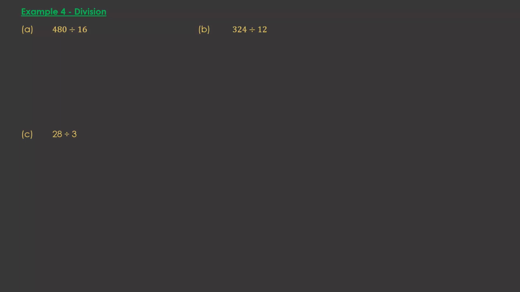So the final example with these number strategies is going to be looking at division. And we can see the first example is 480 divided by 16. And of course, you can use the division algorithm for something like this. In fact, some of you may be able to spot the answer straight away. But what if it was something more awkward than 480? Then possibly not. And dividing by a double-digit number isn't the easiest thing to do.